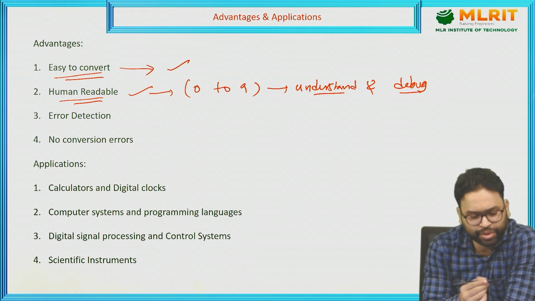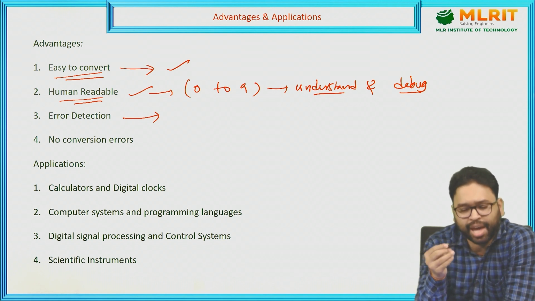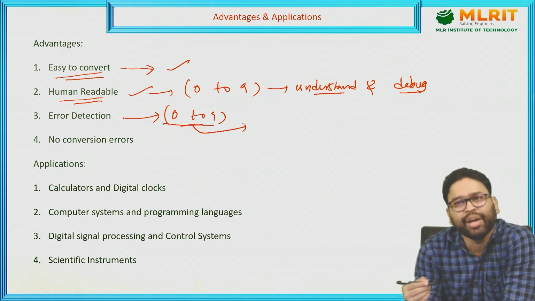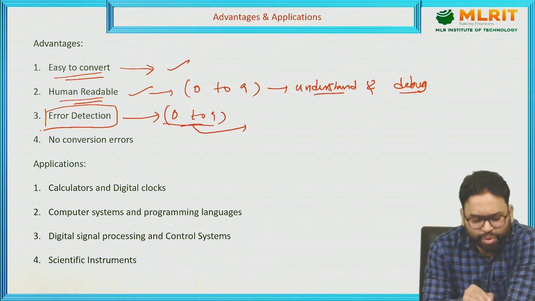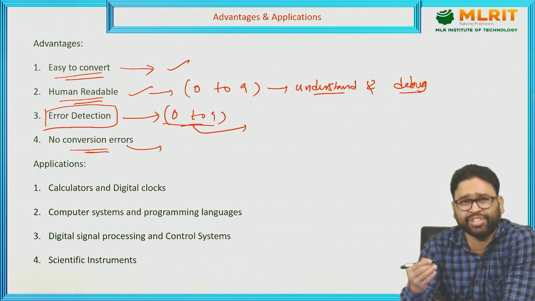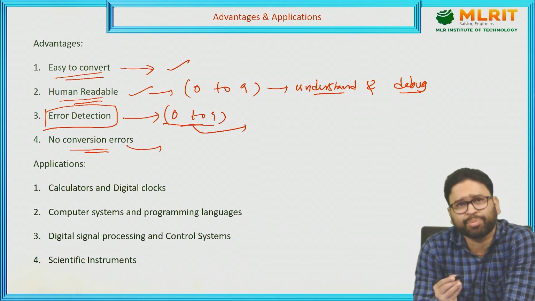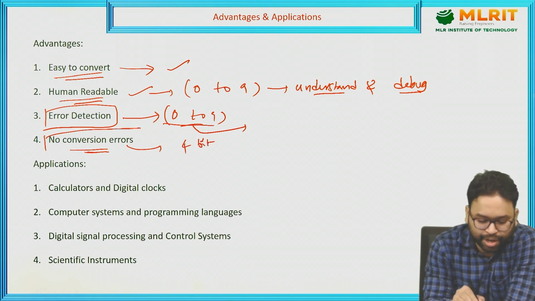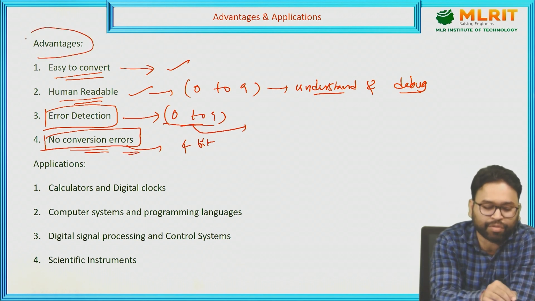Now let's look at the third one, error detection. As I said, only 0 to 9 are valid codes. Whatever value is beyond this range is considered an invalid code. That means we can easily detect the errors in the given code. And the fourth, no conversion errors. It means we don't need any kind of additional conversion. Simply we need to represent each and every digit of a decimal value in terms of its 4-bit binary equivalent. That means the possibility of conversion errors will be very less. These are the advantages of our BCD code.